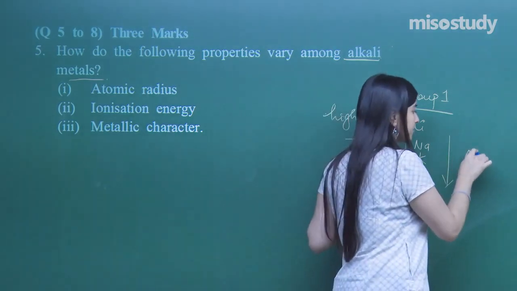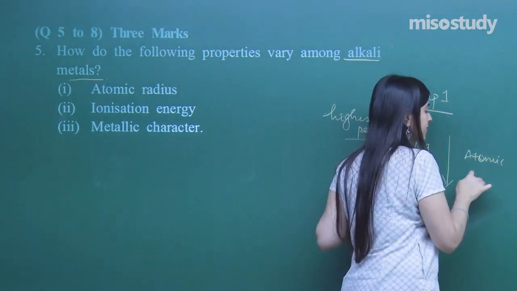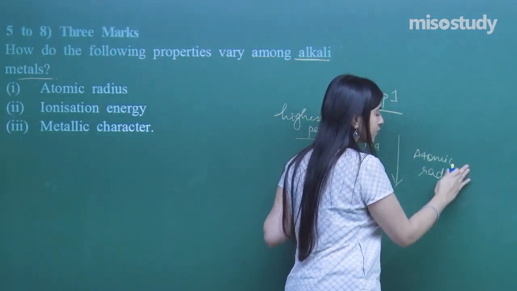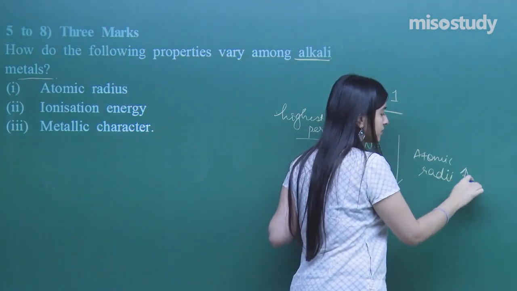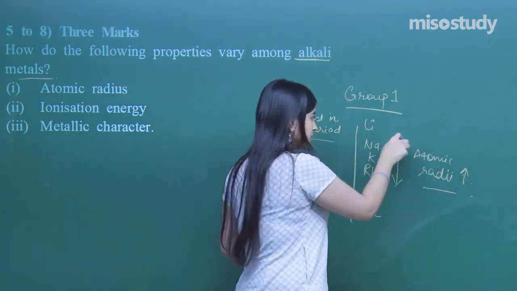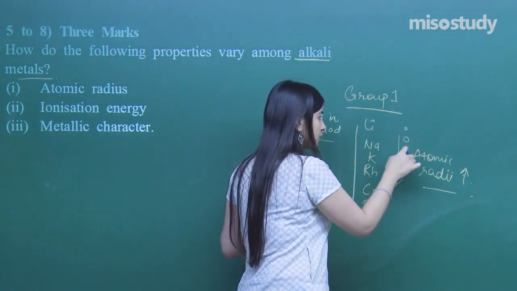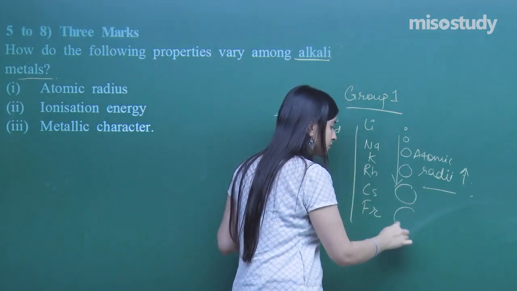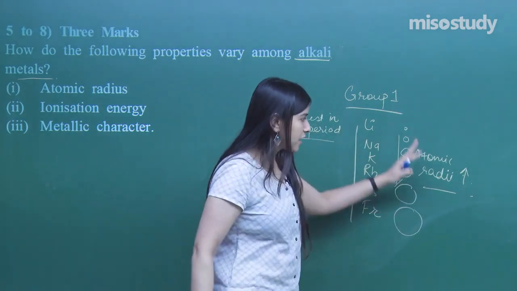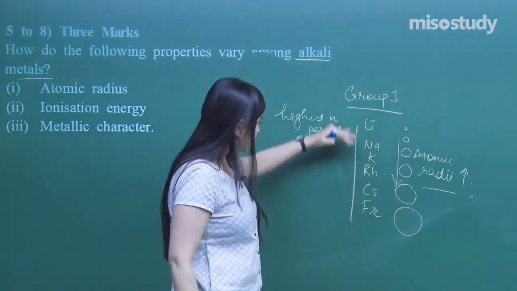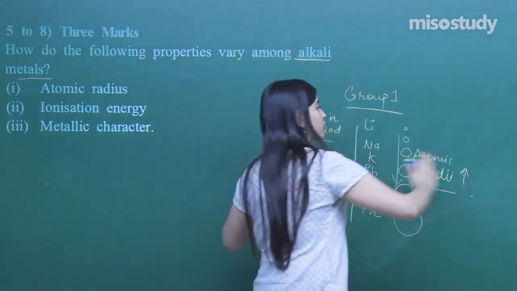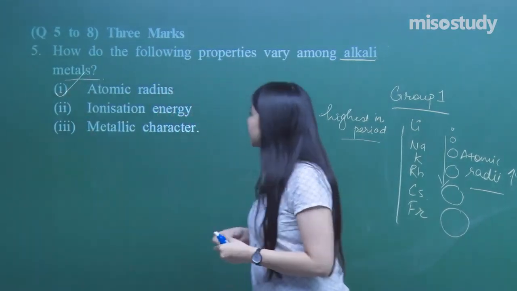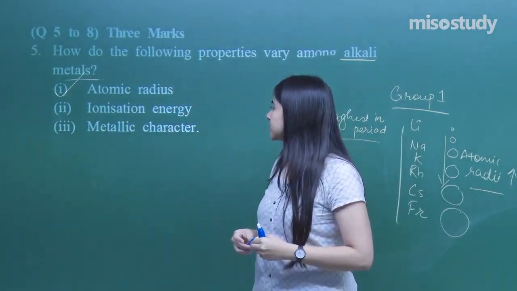So here atomic radius or radii increases down the group. Here they were small, now like that it is increasing, fine. And that is how the atomic radii is increasing, and they have the biggest size if we talk about the entire period. Clear? Done. Ionization energy.